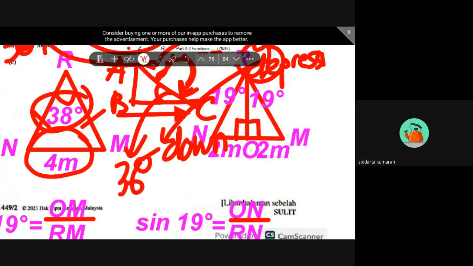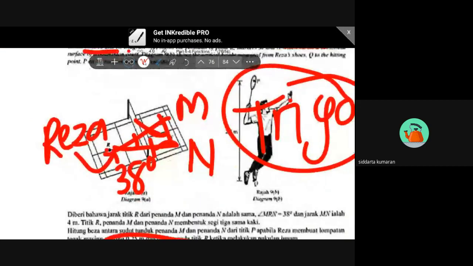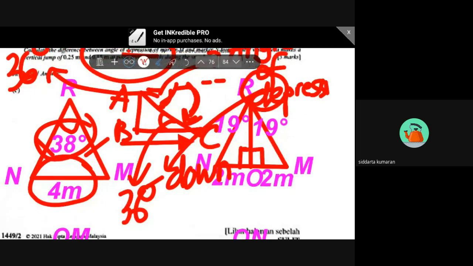So siapa-siapa blur kat sini? Anyone don't know why you get 36 also? Can tell now. Jangan risau. Sebab yang ni konsep penting. Semua tahu tak how you get 36? Don't know. I show you. Okay, wait saya delete dulu.